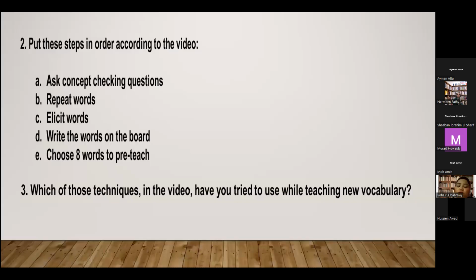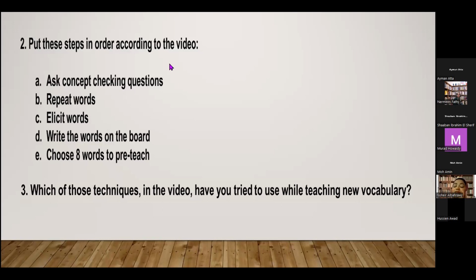So choose 8 words to pre-teach. This is the first step. The second step will be elicit words and then repeat words. Ask concept checking questions, and finally write the word on the board. So don't start with writing the whole words on the board and read them and ask the students to listen and repeat. And this is the traditional way.